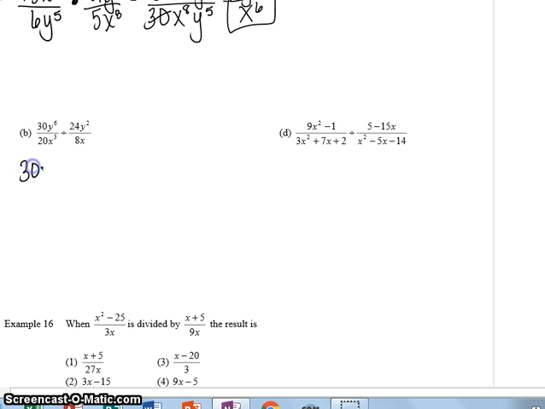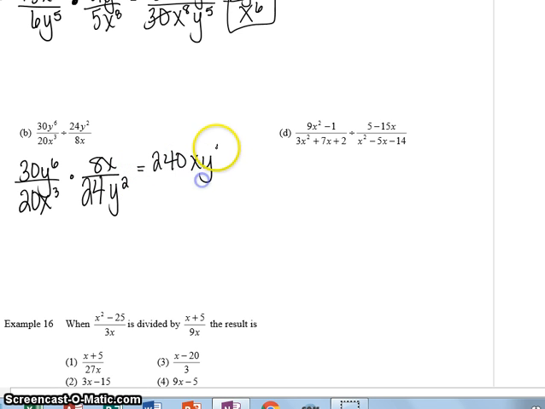So you're going to have 30y to the 6th all over 20x cubed times 8x, flip that last fraction, or that's the reciprocal, 24y squared. Multiply across 240, and then you're going to have x y to the 6th all over 480 x cubed y squared. Now look, 0 for 0 is gone, and 24 out of 48 is a half. So you're going to have a 2 on the bottom.